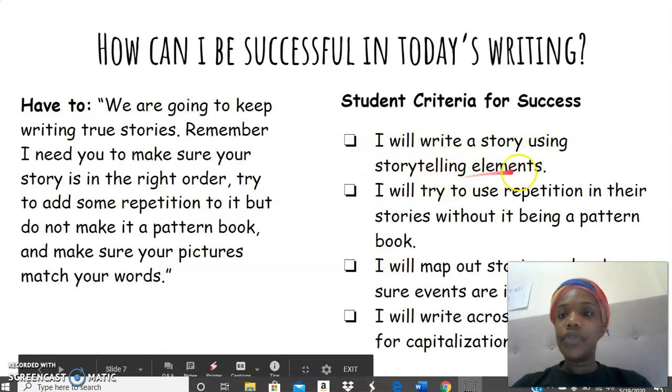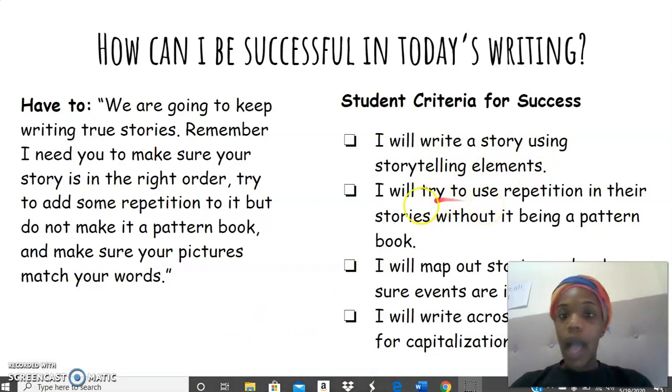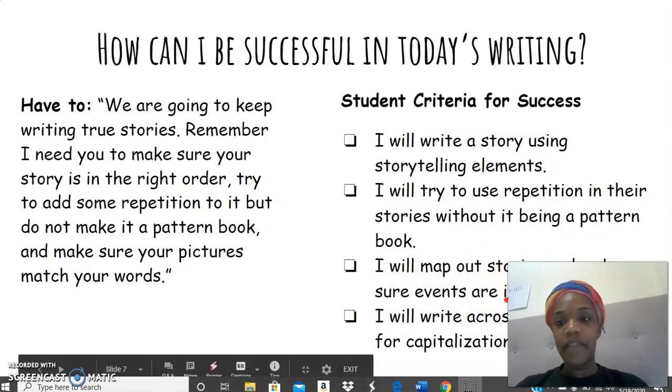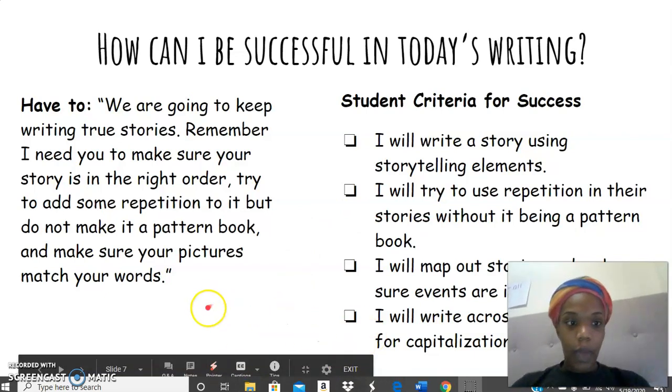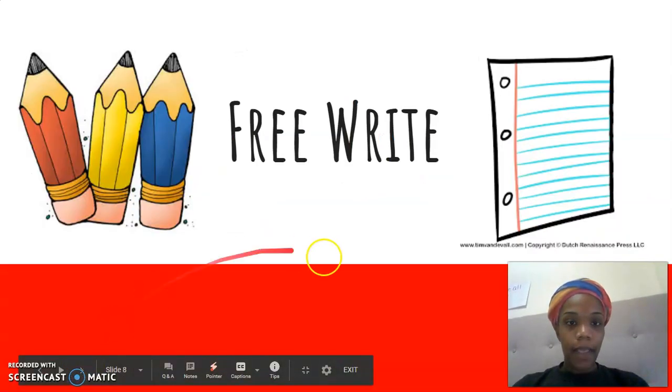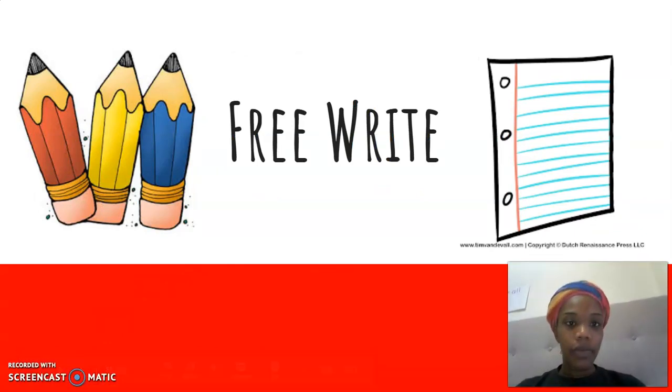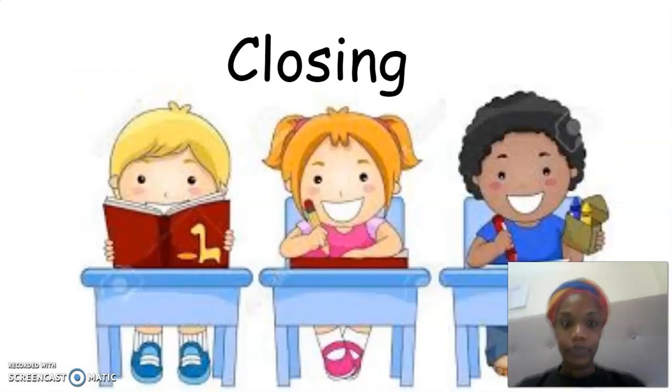I will write a story using storytelling elements. I will try to use repetition in the story without it being a pattern. Repetition means just talking about exactly what happened in the story, staying on topic. I will map out stories and make sure events are in order. I will write across pages, check for punctuation, capitalization, and punctuation. Okay. And as you always know, during writing, your free write is to write about whatever you want to write about. Okay? This is about you and no one else.